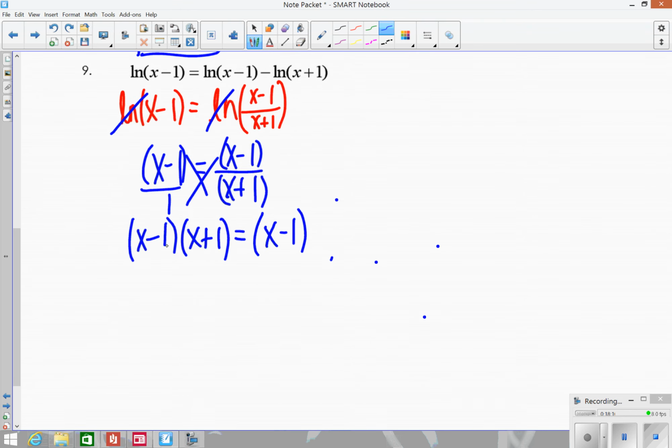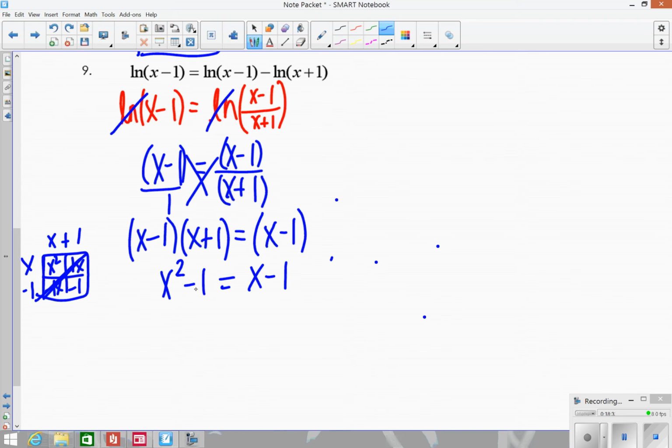When you multiply this out, you can use the box method if you want. So we have x minus 1, x plus 1. So x squared, 1x, negative 1x, negative 1. These are going to cancel, so I'm going to be left with x squared minus 1. Some of you like to FOIL, you can do that as well.